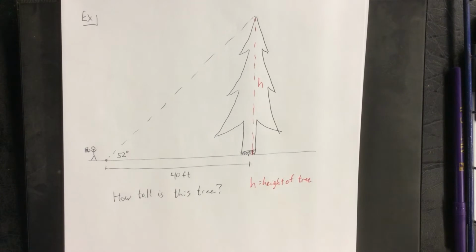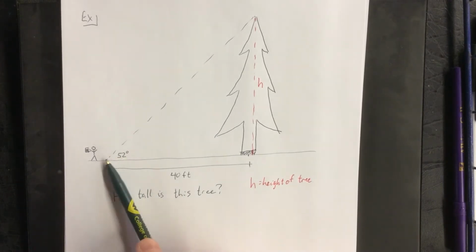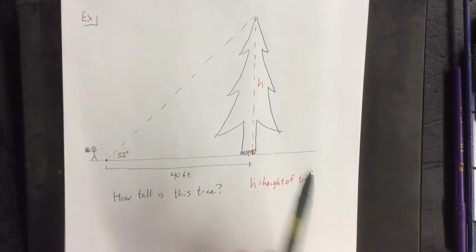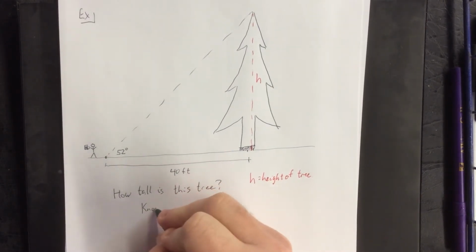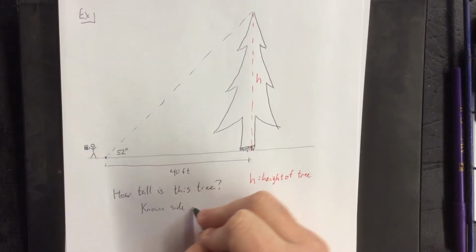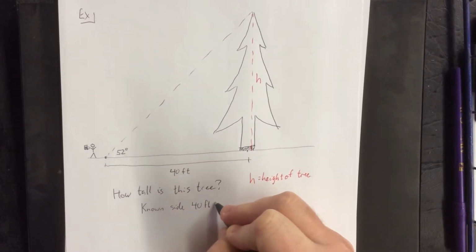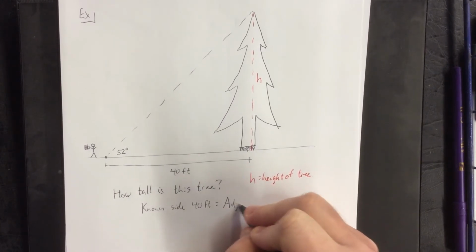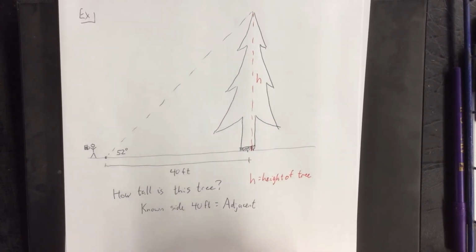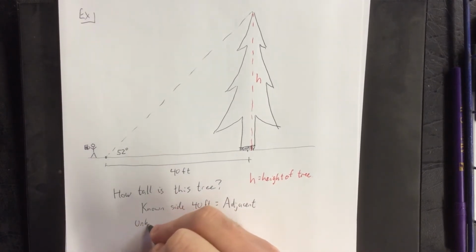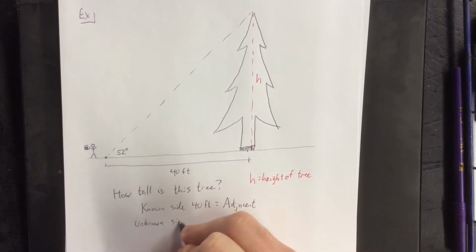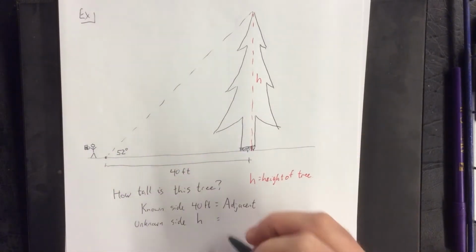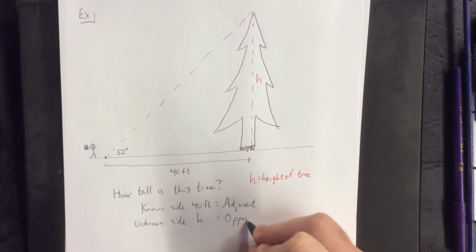Now from the perspective of the angle that we know, 52-degree angle, we have a hypotenuse, we have an opposite side, and we have an adjacent side. The known side of 40 feet, from the perspective of the 52-degree angle, would be the adjacent leg. The unknown side, which is our height, from the perspective of the 52-degree angle, that would be the opposite side.